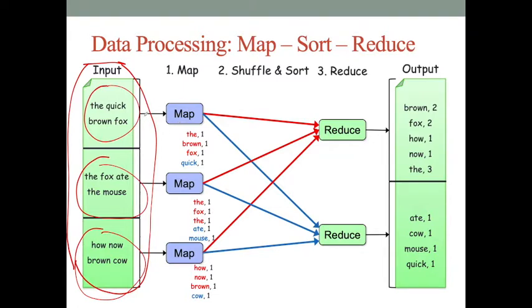But in this particular case, all we want to do is count the frequencies of the words. For example, the input is going to be all this file, and we want to count. For example, "the" is appearing 1, 2, 3 times. And this is what we get here. "Brown" is appearing twice, and that's what we get here, and so on and so forth.